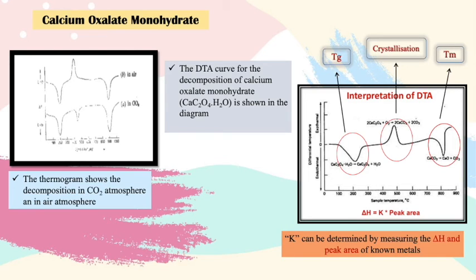So, how can we interpret the DTA thermogram? As we can see, the first circle indicates the Tg, the second circle indicates the crystallization, and the third circle indicates the Tm. K can be determined by measuring the delta H and peak area of the known metals.